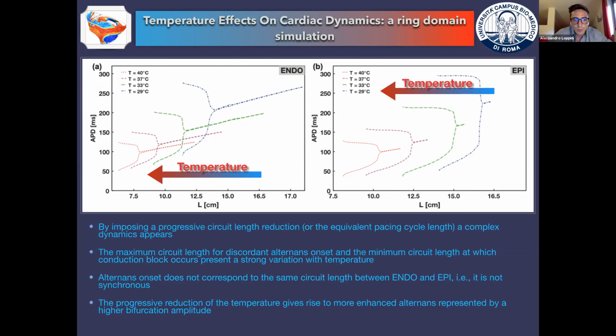What is also to be noted is that alternans onset does not correspond to the same circuit length between endocardium and epicardium, and this indicates a non-synchronous behavior between the two surfaces. Also, the progressive reduction of temperature gives rise to more enhanced alternans, represented by a higher bifurcation amplitude at lower temperatures.